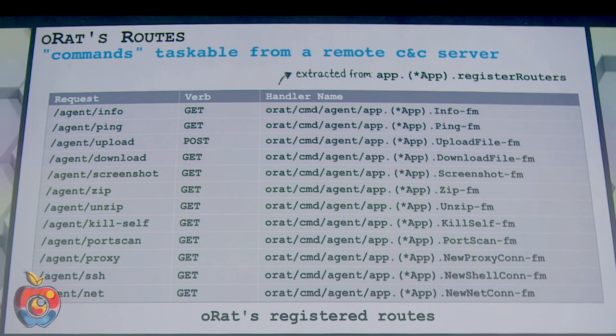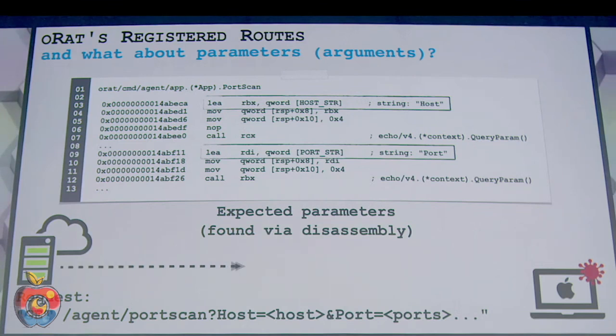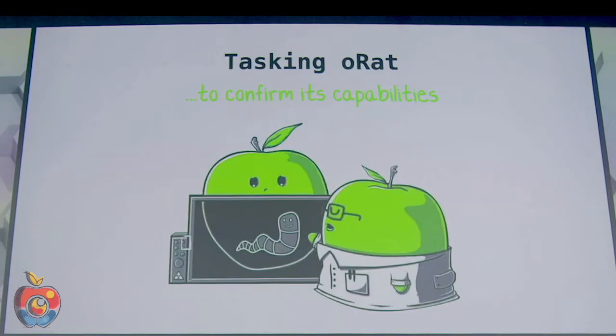We can continue to reverse that register router function to extract all the commands, the routes, the requests we can make to the malware. And we can see that they're all pretty verbose and fairly descriptive. So here's a table and the verbs, and we will see some of them in action. Some of these understandably take parameters, so if we do a little bit more reverse engineering, it's trivial to figure out. So for example, for the port scan command, we can see that it takes a host and a port.